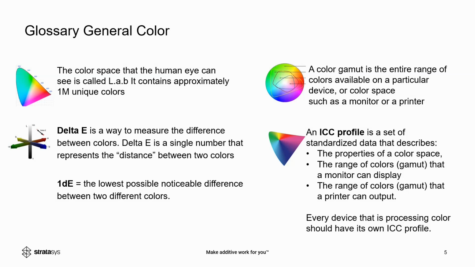So delta E is a single number, represents the distance between two colors. So if you've got two colors next to each other, you can just about tell the difference between them. That's 1 delta E, and it's based on a mathematical formula. So a color gamut is the entire range of colors available on a singular device or color space like a monitor or printer, and an ICC profile is a set of standardized data that describes the properties of a particular color space. So every device has its own ICC profile if it can process color.